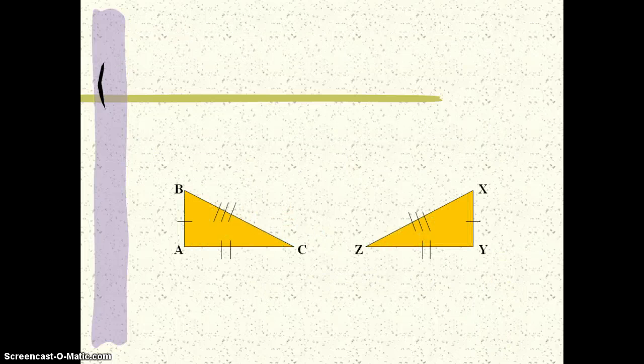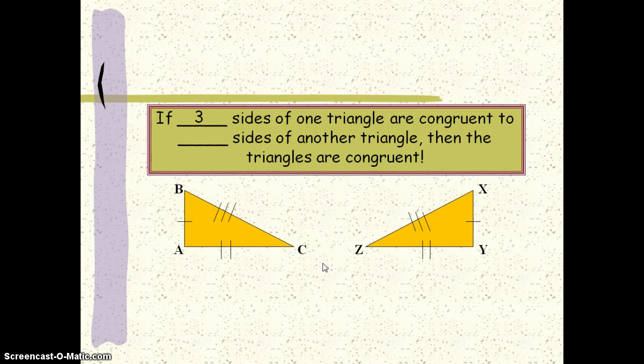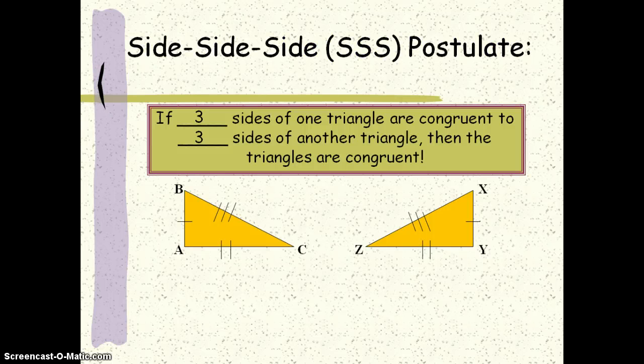First, we have these two pairs of triangles. You can see that all of the sides are marked congruent. BA is congruent to XY, AC is congruent to YZ, and BC is congruent to XZ. If three sides of one triangle are congruent to three sides of another triangle, then the triangles are congruent. This is called the side, side, side postulate. We will always abbreviate this by using the letters SSS.